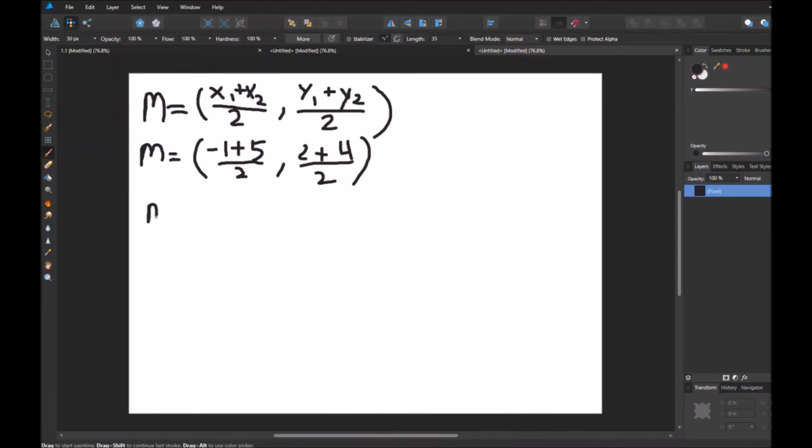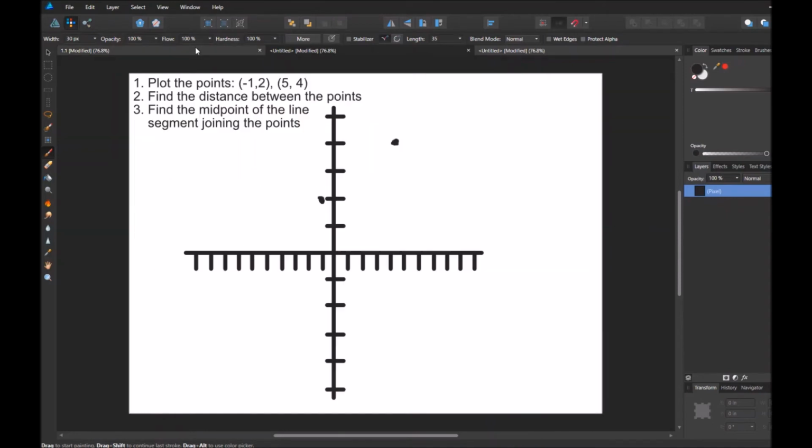So -1 plus 5 is 4, and that's going to be over 2, and 2 plus 4 is 6, which is going to be placed over 2 as well. So 4 over 2 is 2, or 4 over 2 is the same thing if you don't know. It's the same thing as 4 divided by 2. So 4 over 2 is 2, and 6 over 2 is 3. So the midpoint of these 2 points is (2, 3).